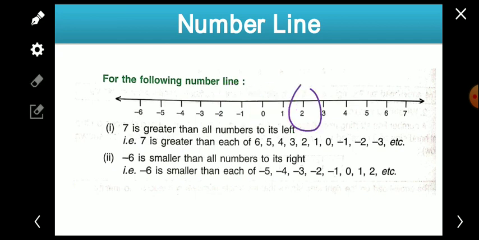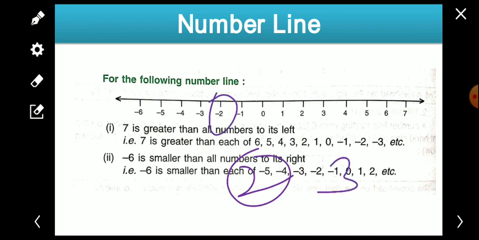If I take 2, its opposite is minus 2. If I take 6, its opposite is minus 6. Then you can see that the difference between the opposite numbers increases as we take the numerical value bigger and bigger. So the bigger the numerical value, the smaller its opposite. If I take 2, its opposite is minus 2. If I take 3, its opposite is minus 3. If I take 5, its opposite is minus 5.